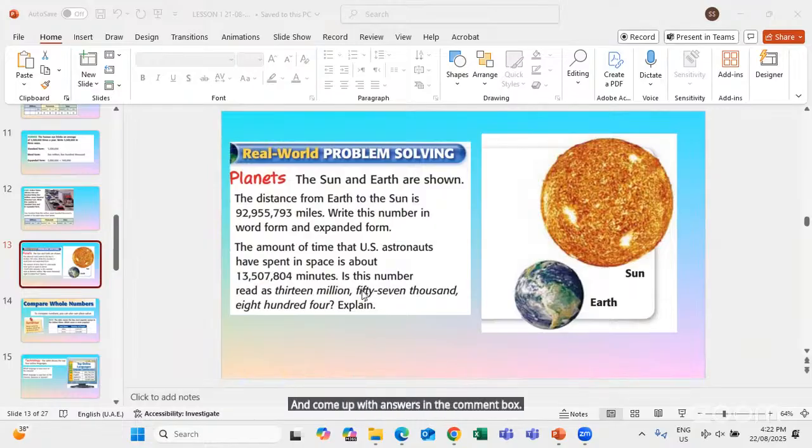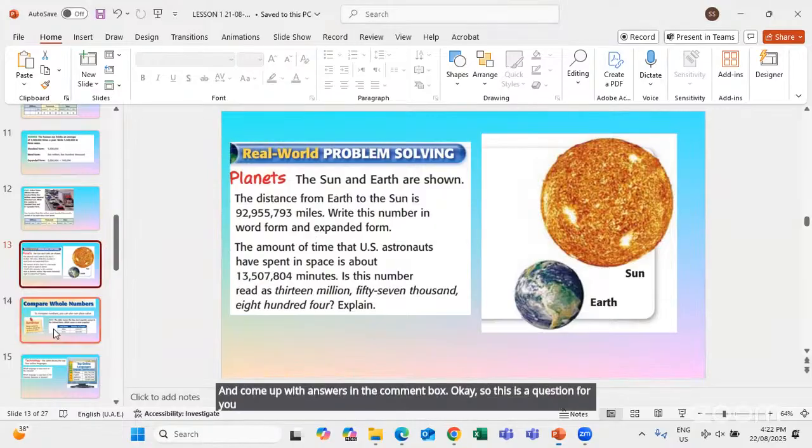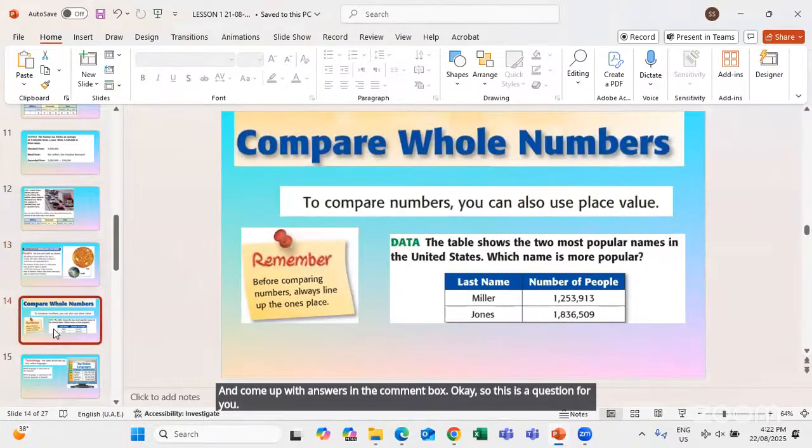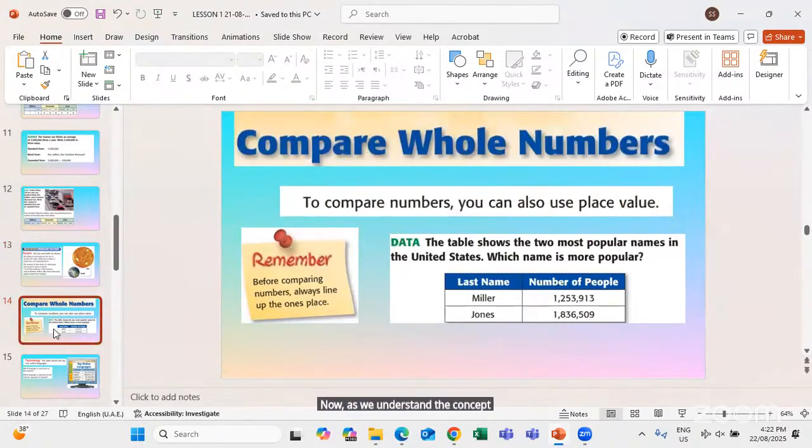Now I want you to try this question and come up with answers in the comment box. Okay, so this is a question for you. Now, as we understand the concept of millions, how to read the numbers in millions, even in 100 millions or 20, 10 millions, like that way.